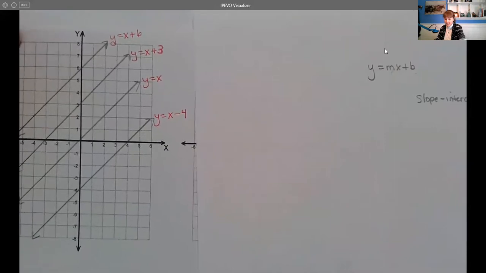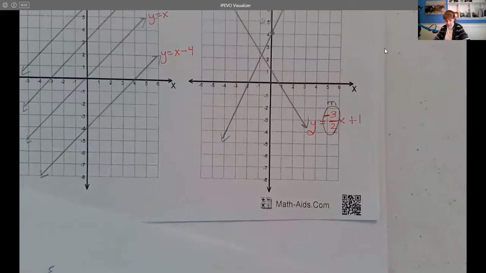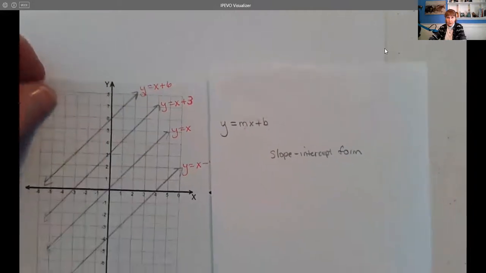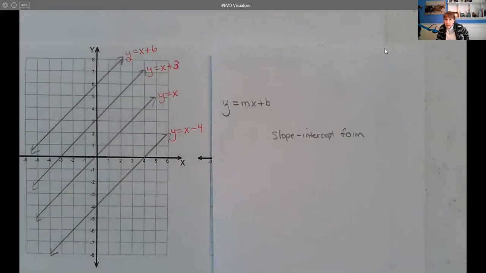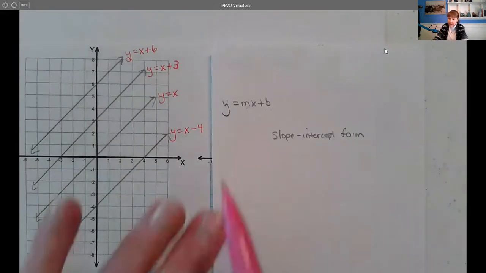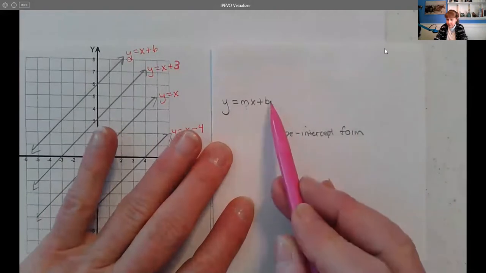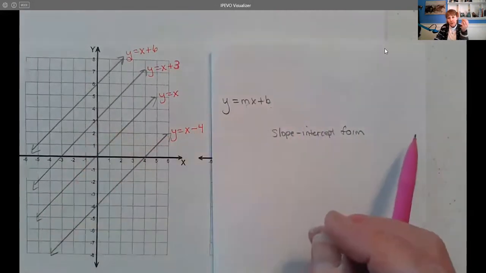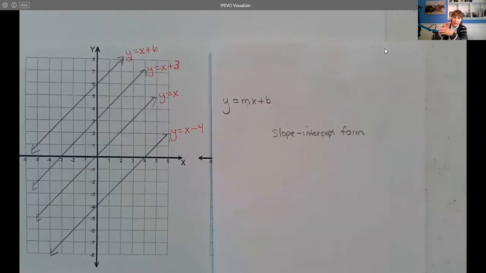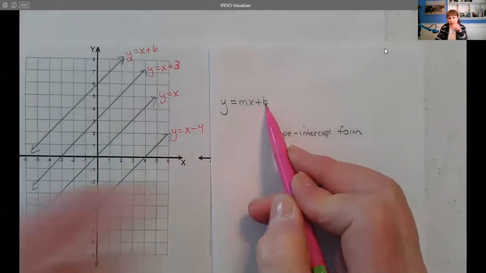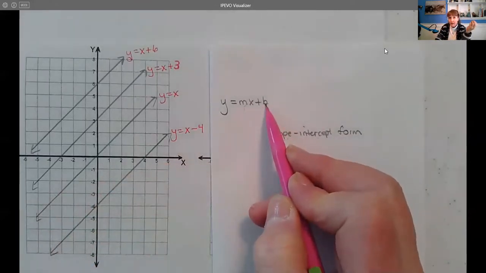I don't know if I can get that on there. Maybe if I were to fold this, I can get this equation. There, perfect. Okay, so we're going to use these examples to talk about that b. If the m is the slope, the b is the intercept. The word intercept usually means if you intercept something, you meet it or you hit it. And this represents where you hit the y-axis.